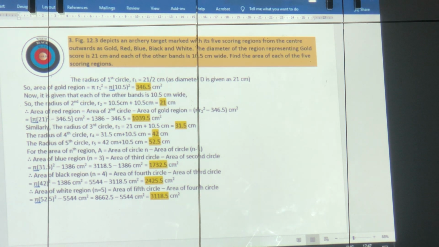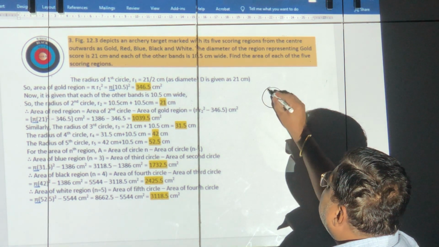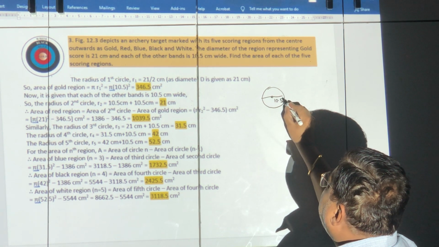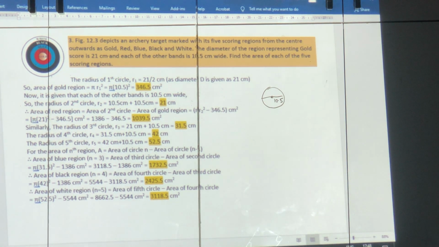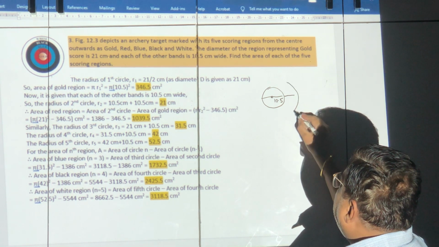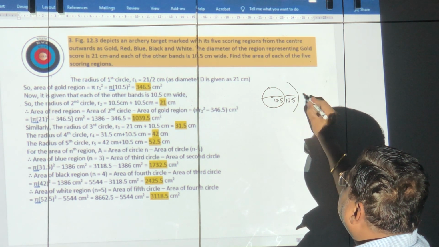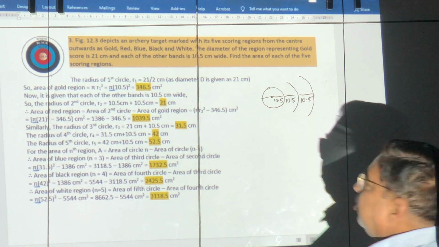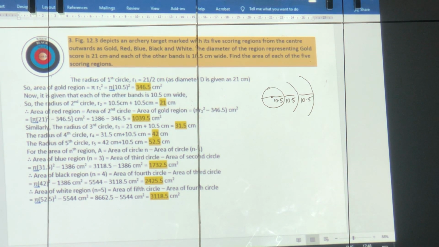Diameter representing the gold score is 21. Okay, the gold in the center has diameter 21. So I have 10.5 as the radius. Half of the diameter is the radius. Then each of the other bands is 10.5 centimeter wide. The second band is another 10.5. Third band is another 10.5, and so on. This is the trick in the sum.